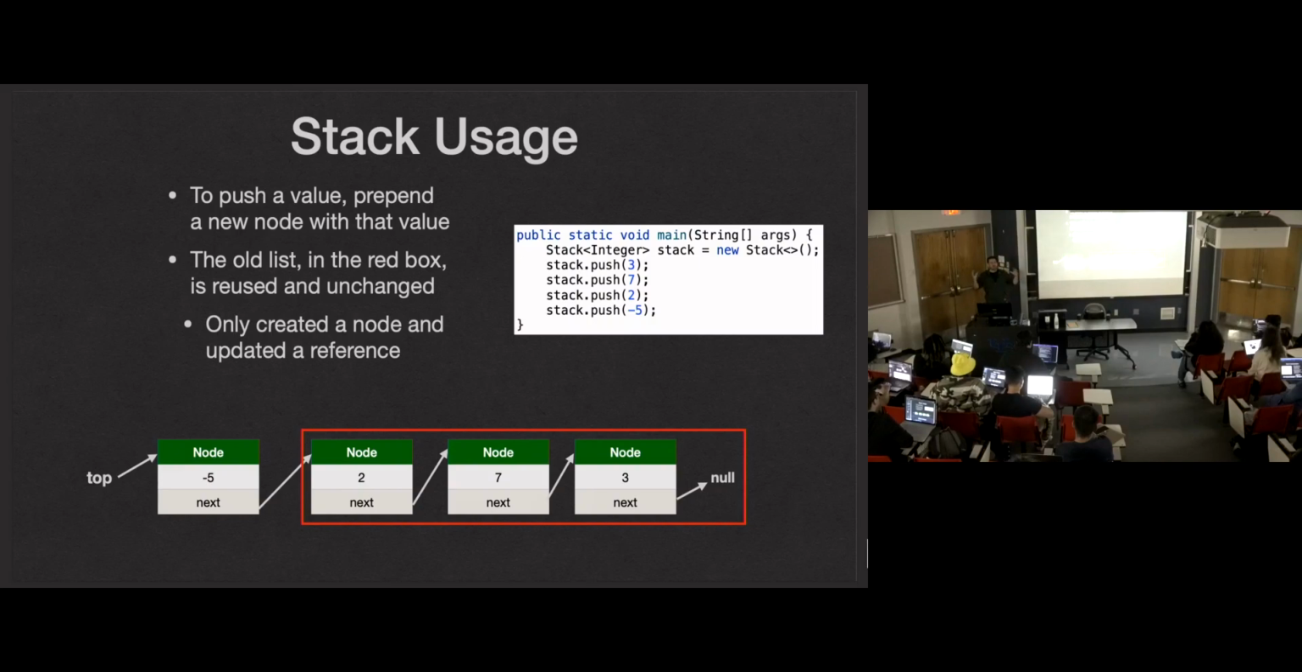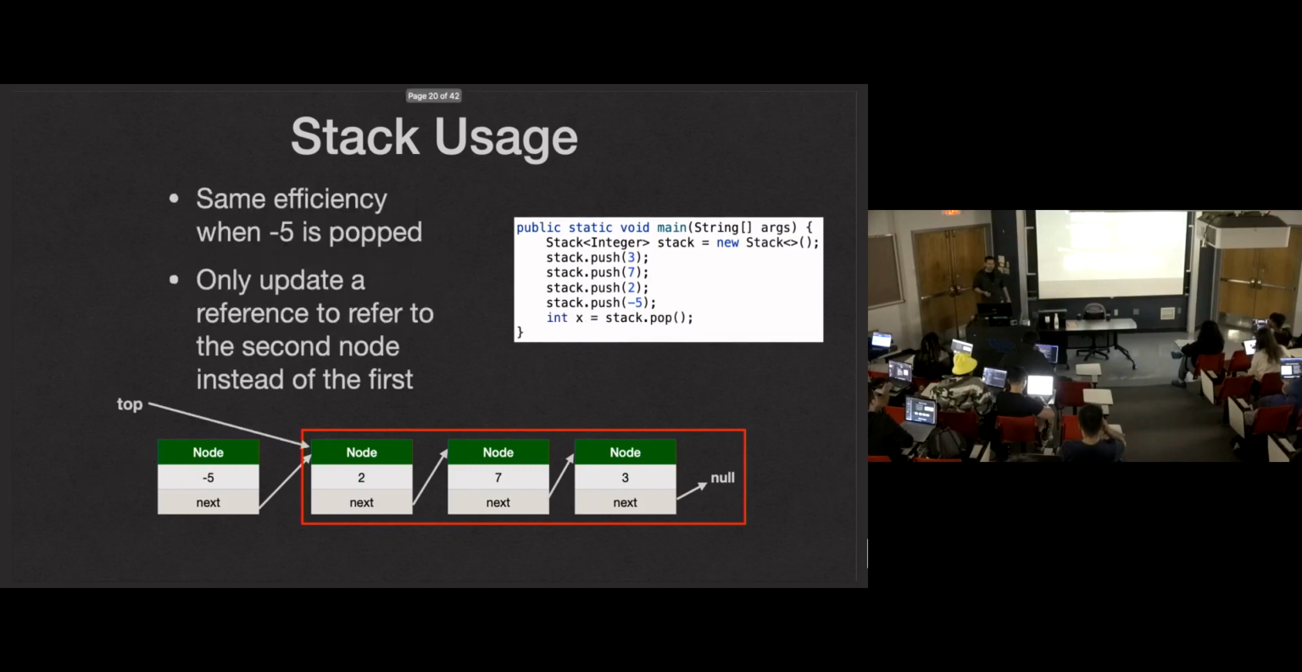What I just said there is the same no matter how big this stack is. If I have 3 elements or 1,000,000,000,000 elements, it's the same amount of work. Create a new node and update a reference. And nothing changes with the list at all. Same thing when we pop. We're going to pop that -5. We update top to the next node, and that's it. We just deleted a node.